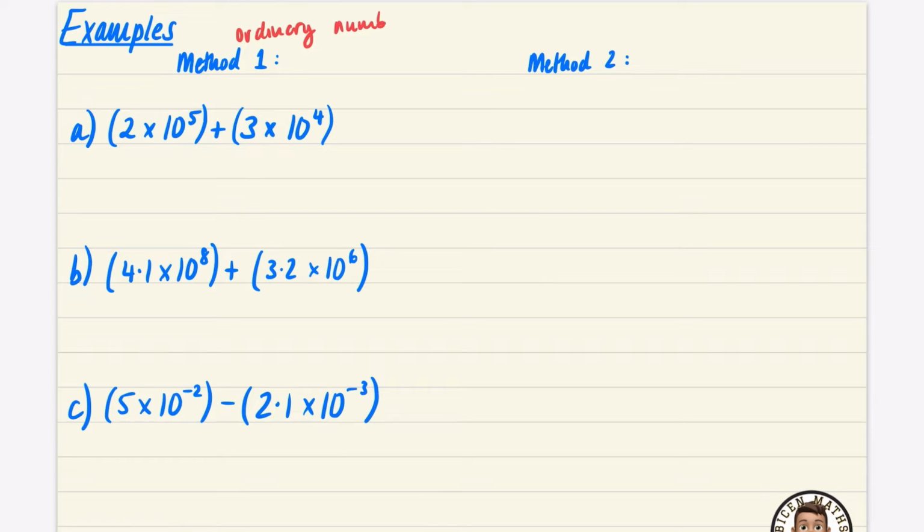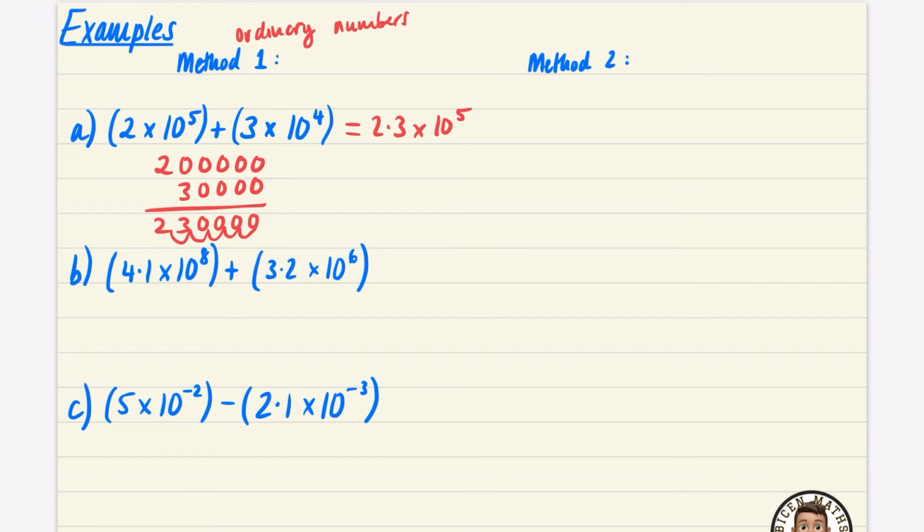Okay, method one, 2 times 10 to the 5, that is 2 with 1, 2, 3, 4, 5 zeros. 3 times 10 to the 4 has got 1, 2, 3, 4 zeros. So when we add these together, we get 0, 0, 0, 0, 3, 2. So I need to put that into standard form. Well, that would be 2.3 times 10 to the power of 1, 2, 3, 4, 5. 2.3 times 10 to the 5.